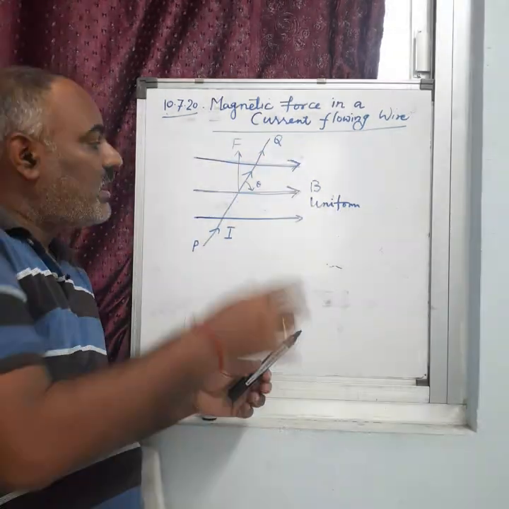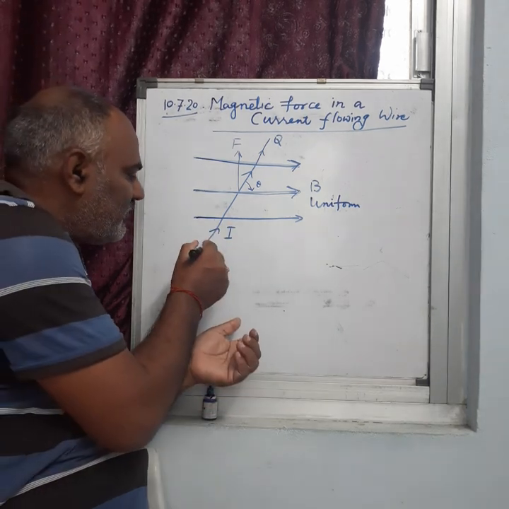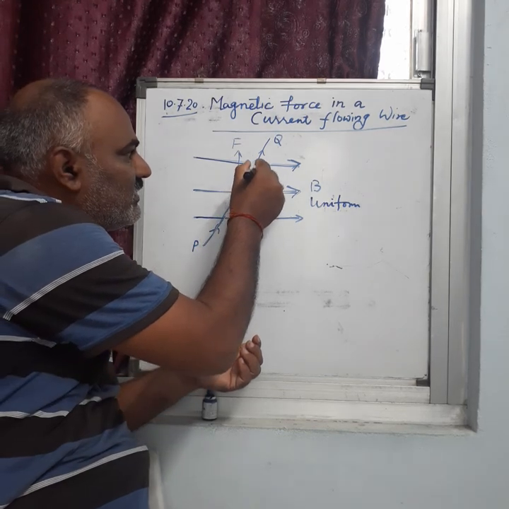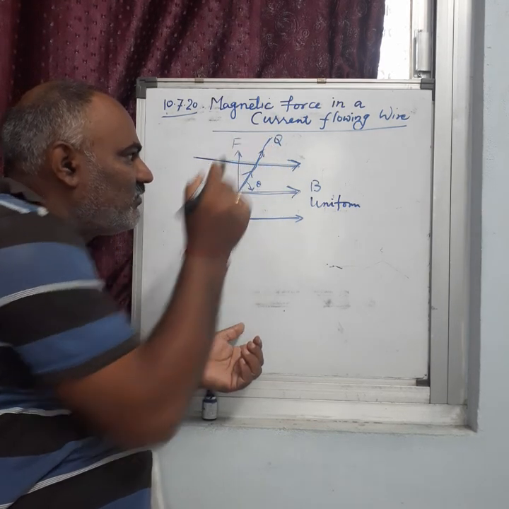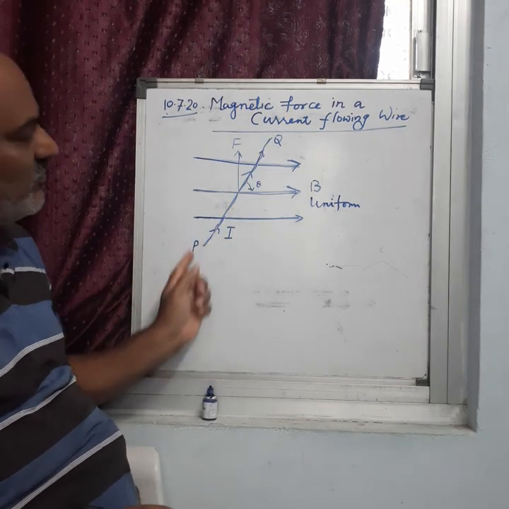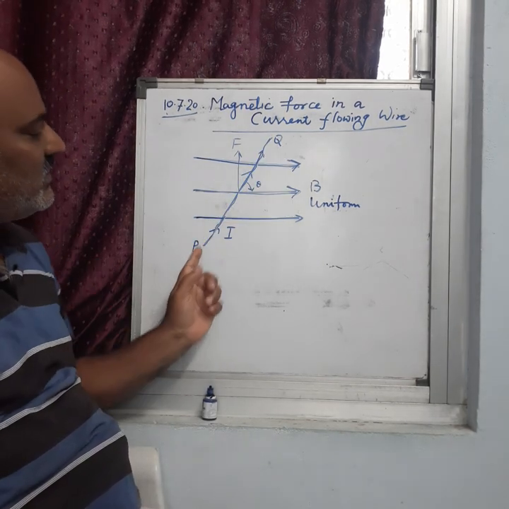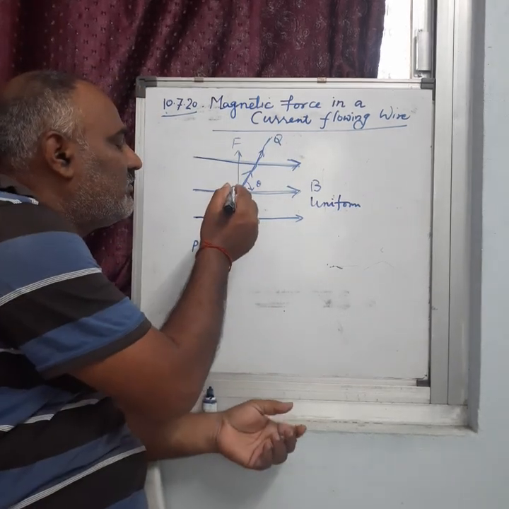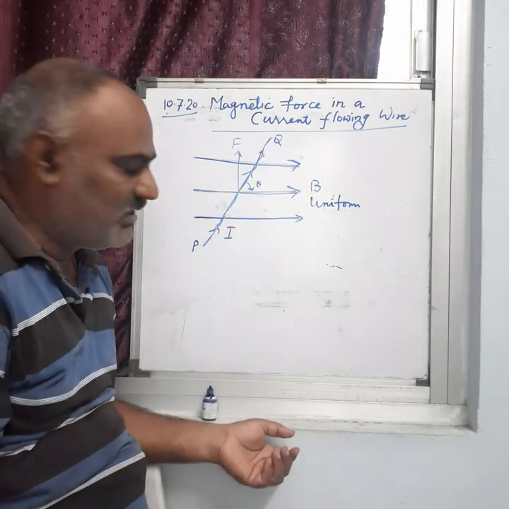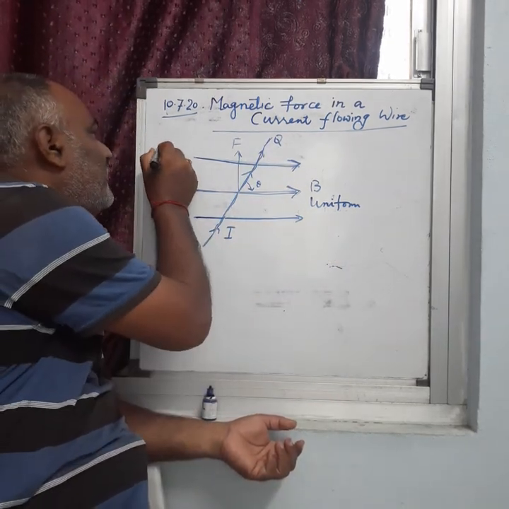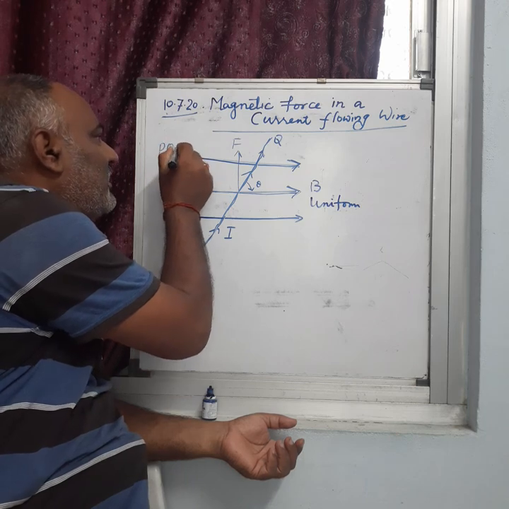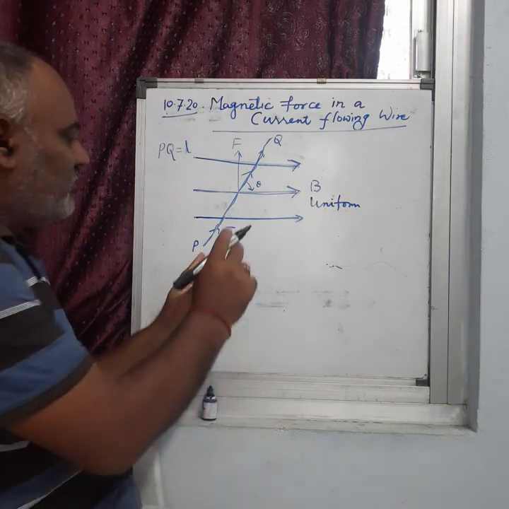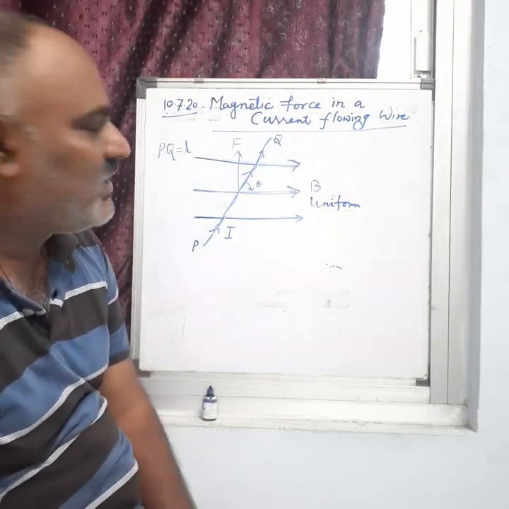Okay, and in this magnetic field, see, PQ is a current flowing wire, in which current I is flowing. Let's suppose the length of wire PQ is L, small l. From P to Q, the length of the wire is L.